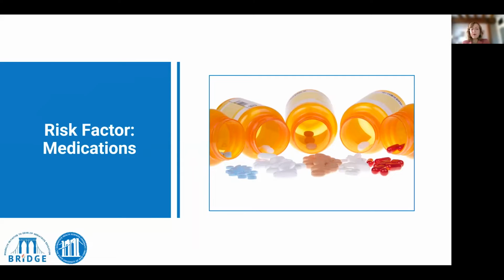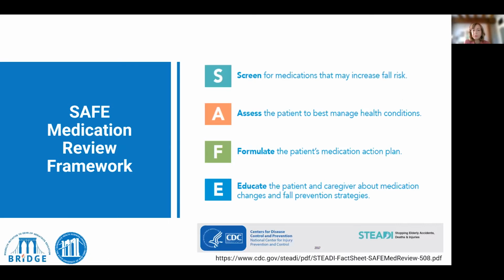So we know that fall risk increases with polypharmacy. In most studies, polypharmacy is defined as 4 or more drugs. The reality is that many older adults who are seen in primary care are on at least 4 medications, and this increases their risk for falls.